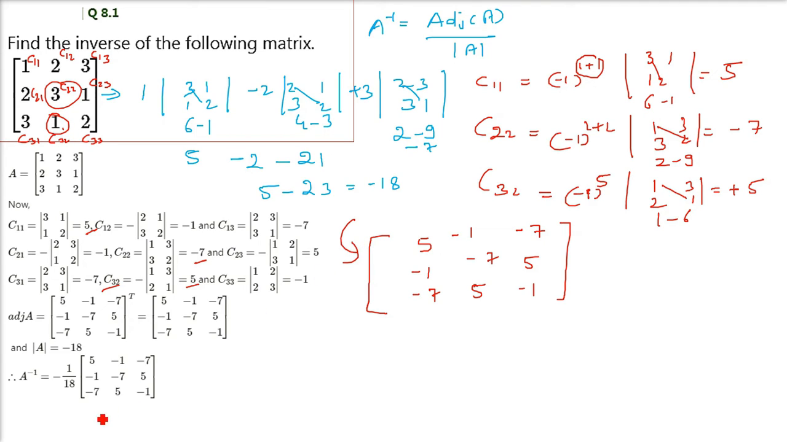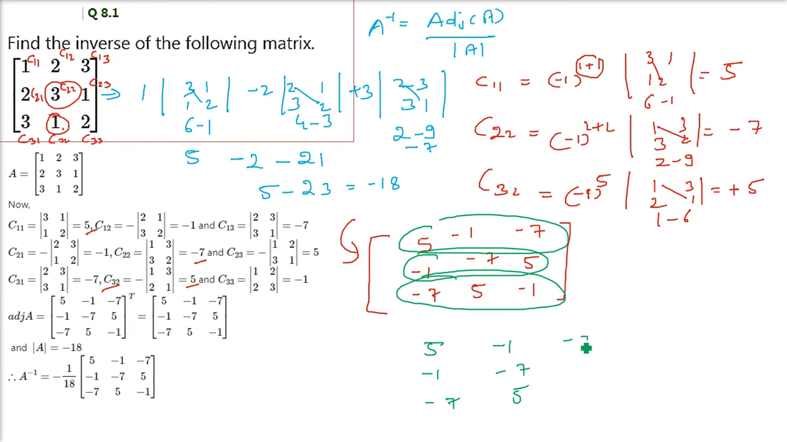We will take the transpose of this matrix. Transpose is what? Row to column, column to row. So 5, negative 1, negative 7. This is minus 1, minus 7, and 5. This is going to be negative 7, 5, minus 1. Okay, this is your adjoint A, the adjoint of the matrix.